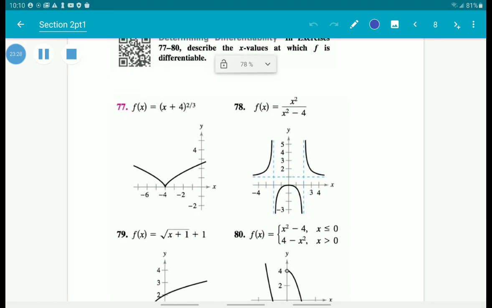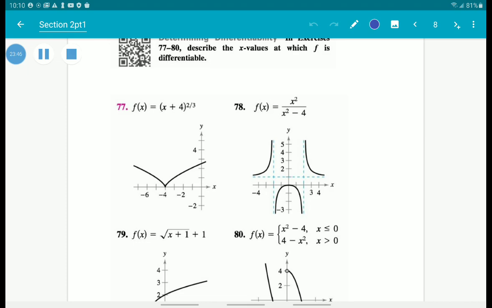So I want you to take a minute, read through these 4 examples, and I want you to describe the values where the function is going to be differentiable. You may want to pause the video, look at these, think about what we've talked about in this video, and then come back and check your answers.